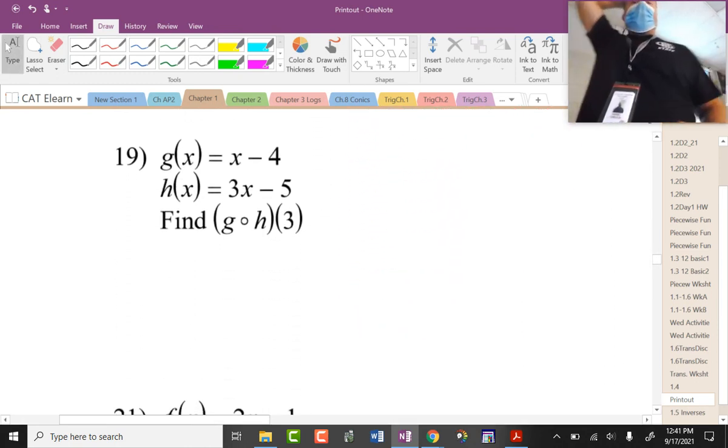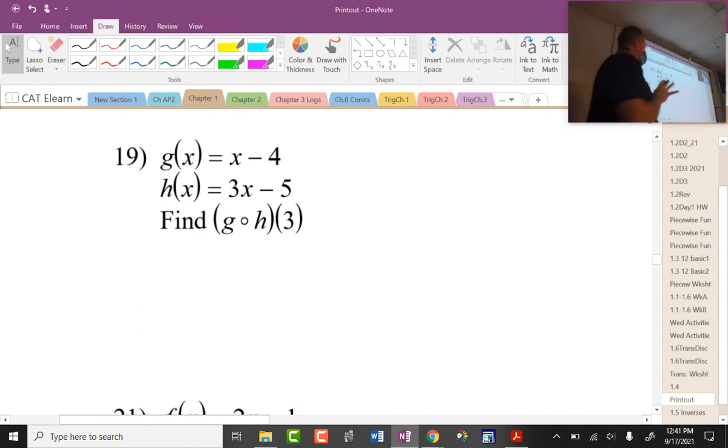This is the one I love. Okay, so focus on how this is different. It doesn't say g of h of x, it says g of h of 3. That makes your life infinitely easier.